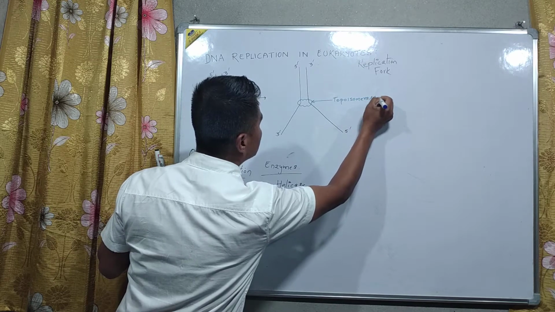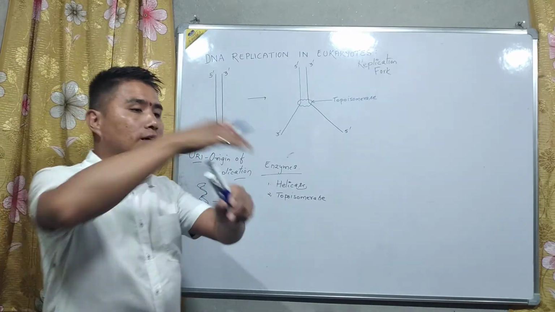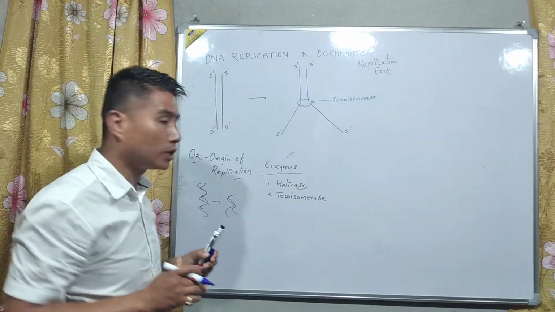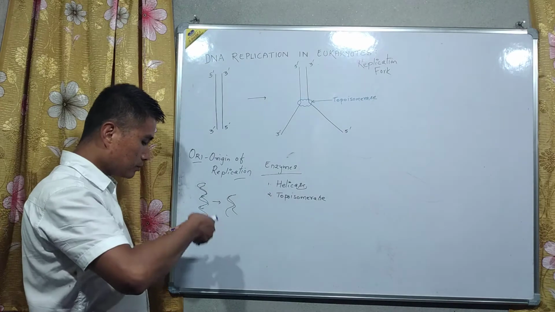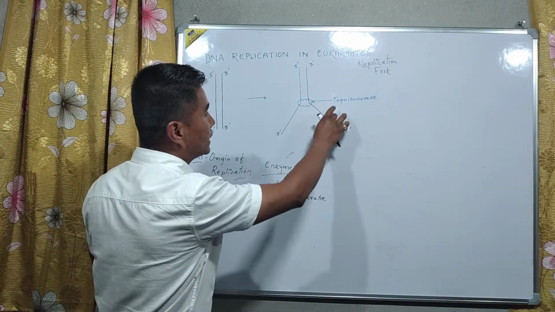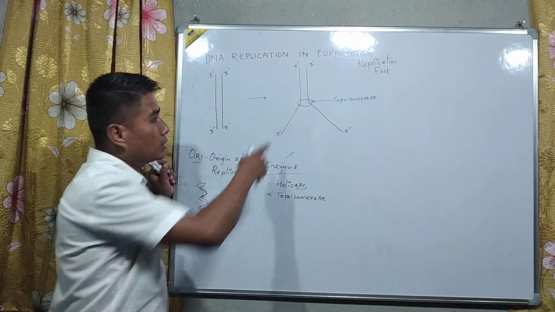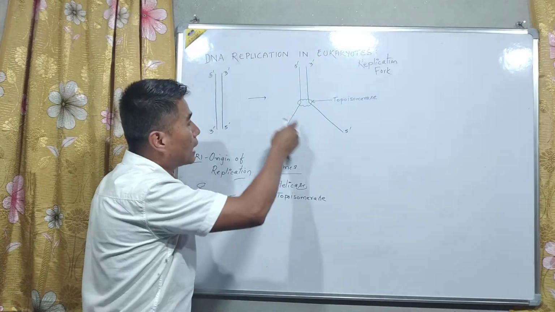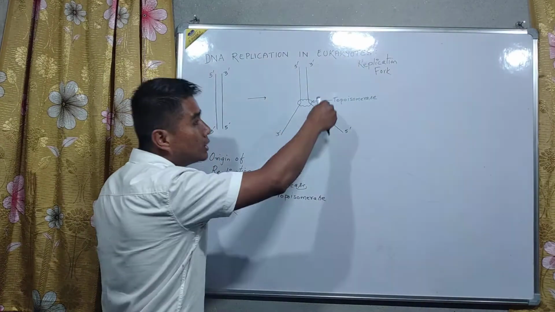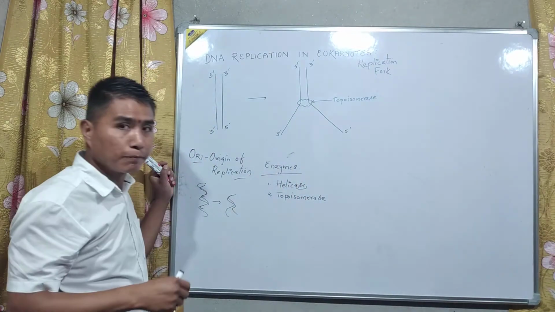Topoisomerase. Topoisomerase is the enzyme which prevents the two strands of the DNA from rewinding back. Okay. Now, what is needed is that these two strands are ready. Now, each strand will act as a template. This DNA will act as a template, and a new DNA strand will be formed here. This DNA strand also will act as a template, and a new DNA strand will be formed here.